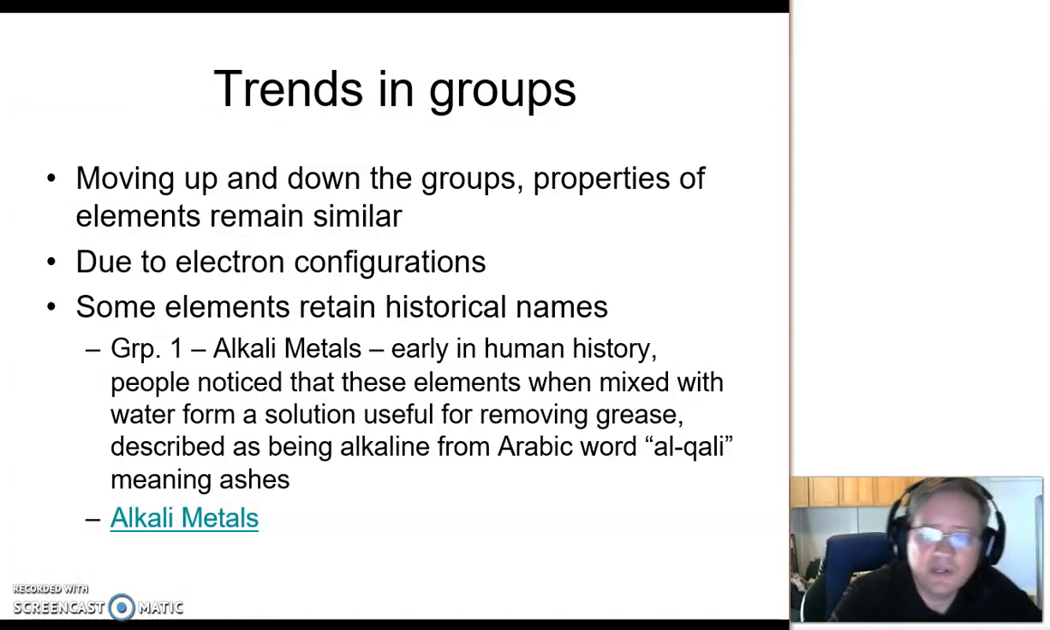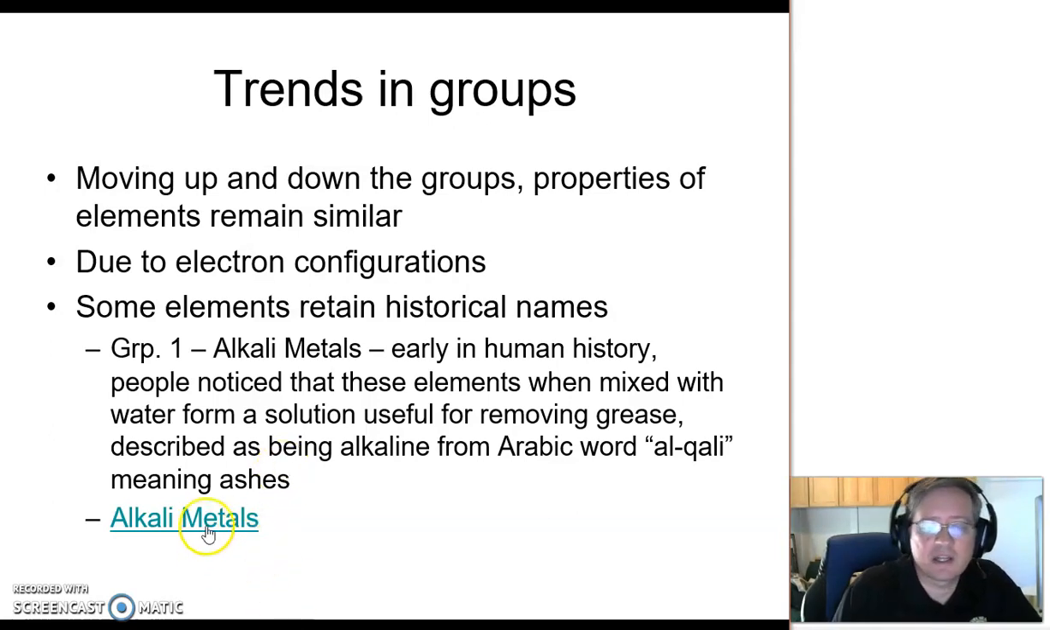So when we're looking at these different groups, in a picture of the modern day periodic table, you have group one, group two, group three, four, and so on. The reason these patterns are similar is the outer shell of electrons and how they react. So they have certain properties, or what we call trends. Group one we call the alkali metals. Early in human history, people noticed that when you mix these with water to form a solution, it was useful for removing grease, described as being alkaline from the Arabic word meaning ashes.